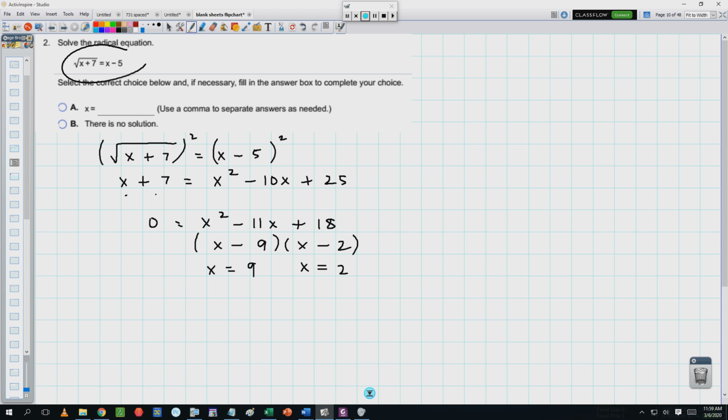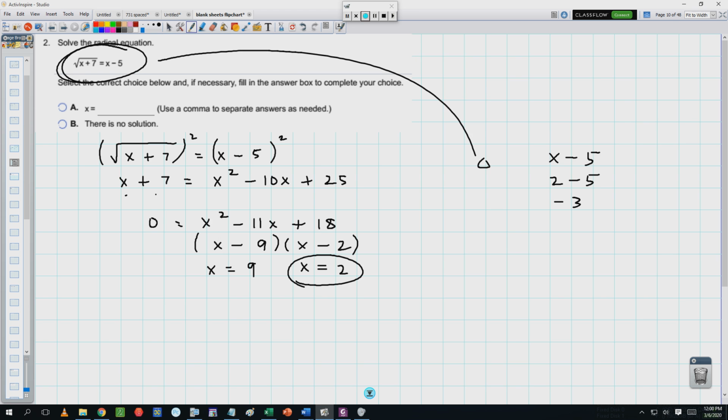Now with any radical equation with letters on both sides, you need to check your answer. And I am worried about this 2 because on the right-hand side, you have x minus 5. And if your x is a 2, 2 minus 5 gives me -3, and a square root cannot be equal to a negative. So 2 does not check. 9 is okay, because 9 take away 5 gives me 4. And if we were to plug in the 9 to the other side, we have 9 plus 7, which gives me the square root of 16, which is 4.